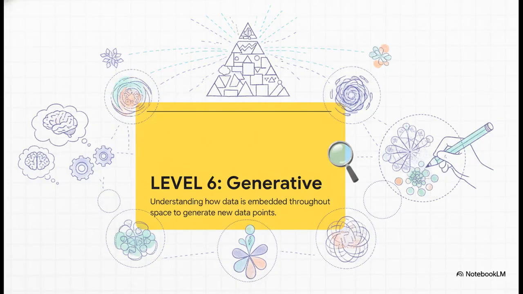And here we are, the summit, the very top of the pyramid, level 6, generative. This is the one everyone's talking about right now. This is where AI goes from understanding the world to adding to it. A generative model understands the patterns in its data so deeply that it can create brand new things that never existed before, but they still feel real, they still fit the pattern.